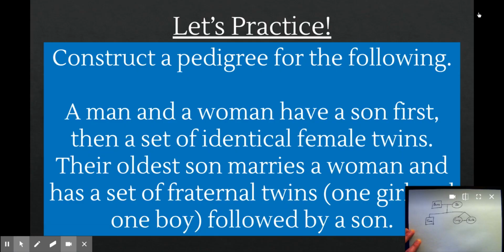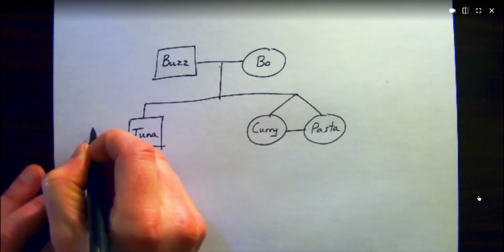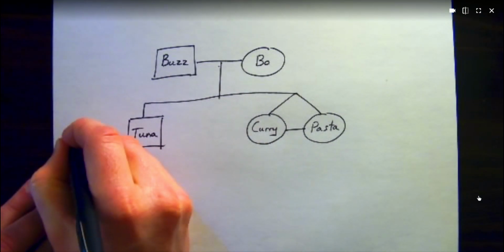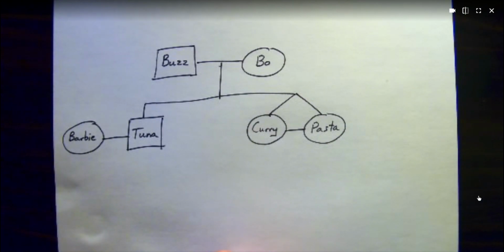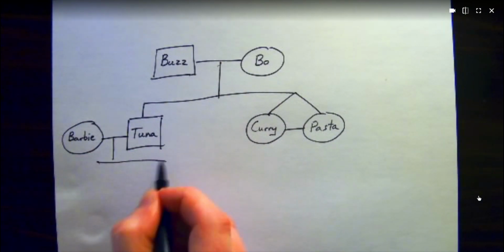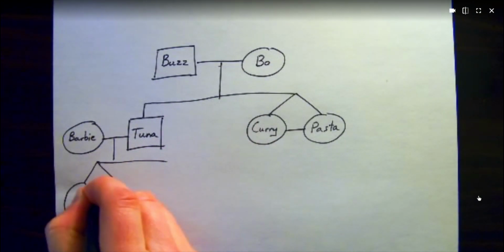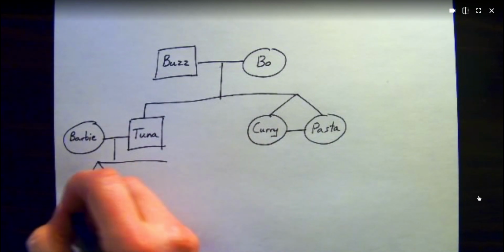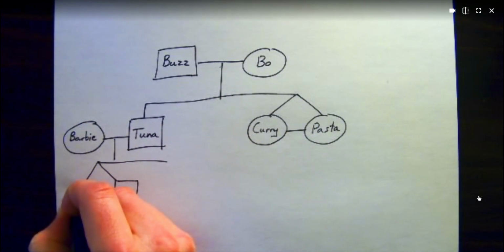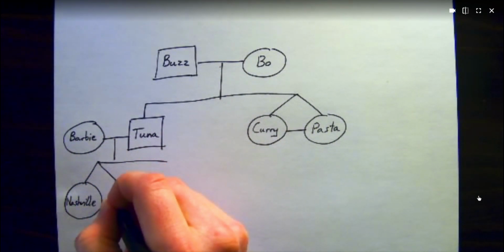Now it says, then their oldest son marries a woman and has a set of fraternal twins, a boy and a girl, followed by a son. So Tuna gets married to a female, and we'll call her Barbie. And they have a set of fraternal twins, a girl and a boy. Those are kind of oblong shapes. The girl's name is Nashville, and the boy's name is Malibu.